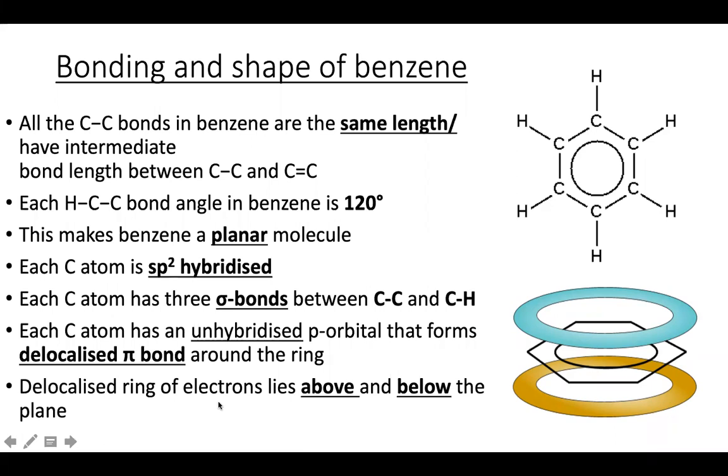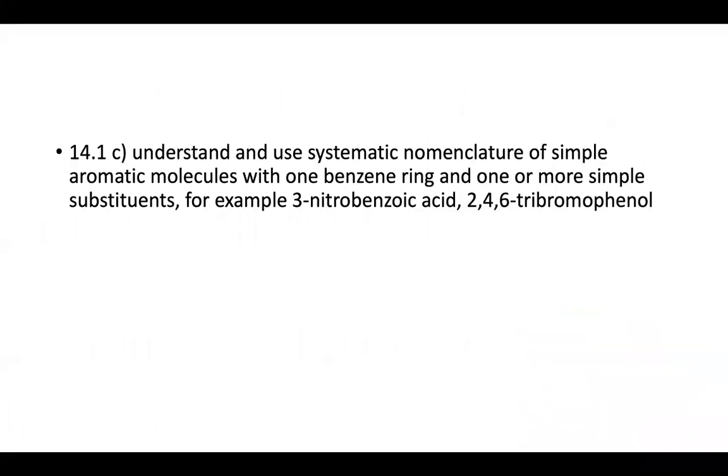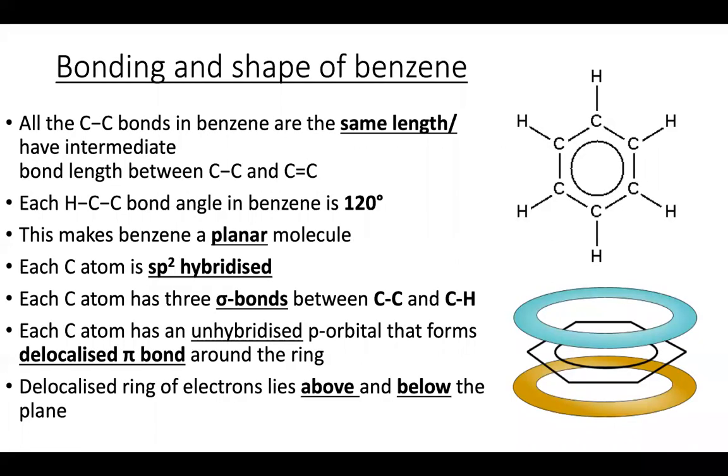The delocalized ring of electrons lies above and below the plane. So if they ask you to show the delocalized system of the pi electrons, you show a donut ring above and below the plane. Okay, so that is all I want to cover today, which is the structure and bonding of benzene.